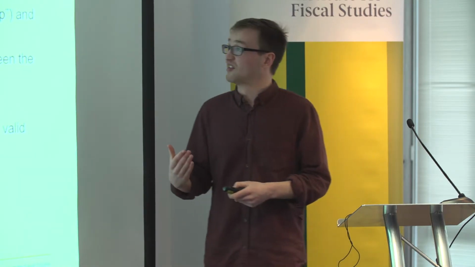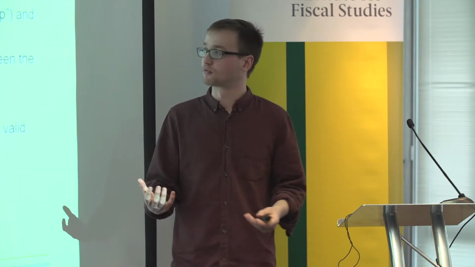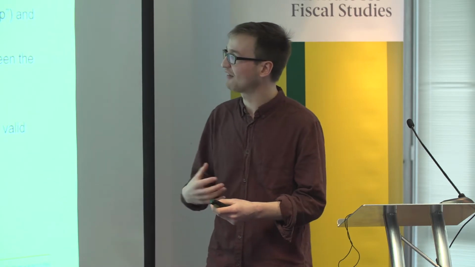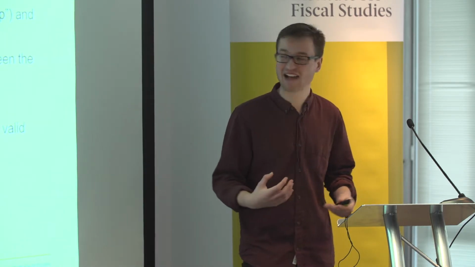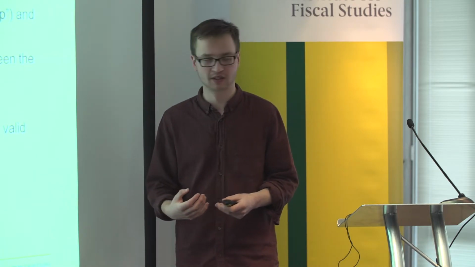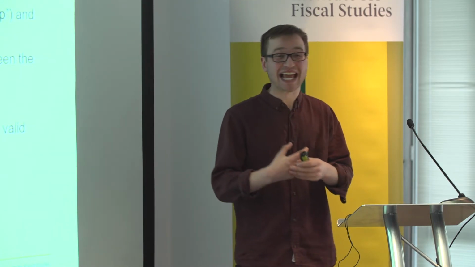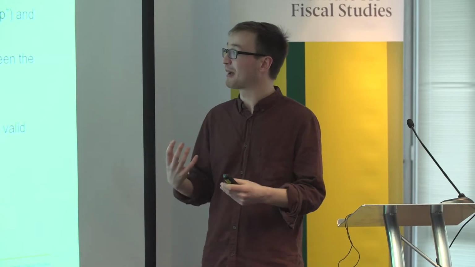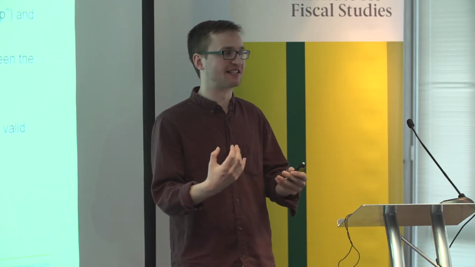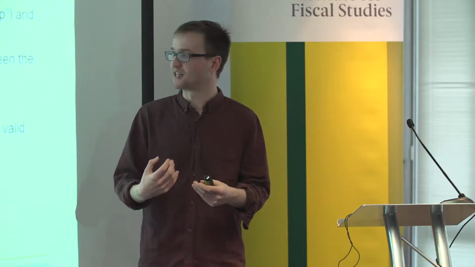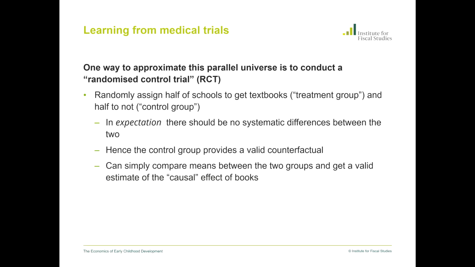How this works in practice is we take a bunch of schools and we randomly assign half of the schools to get textbooks, the so-called treatment group, and half of them not to, a control group. What this means is that in expectation, there's no systematic differences between the two. The fact that there's no systematic differences between the two in expectation means that the control group, after the implementation of the policy, provides a valid counterfactual comparison group.